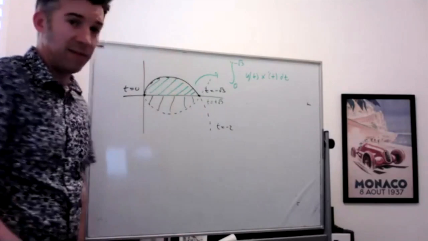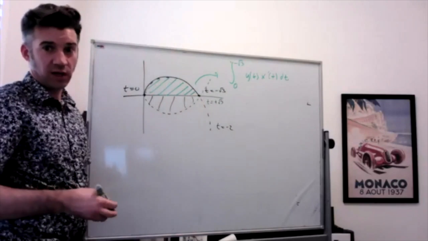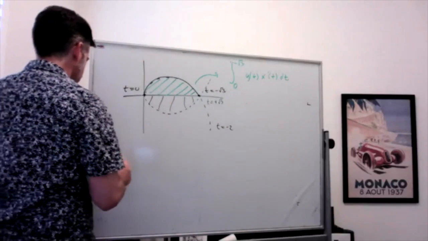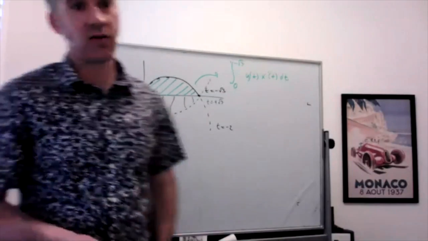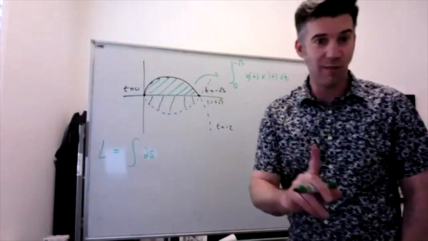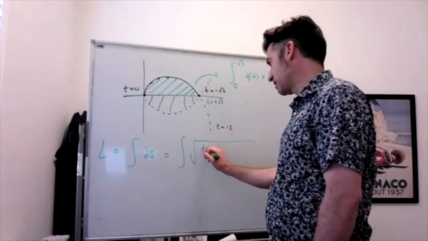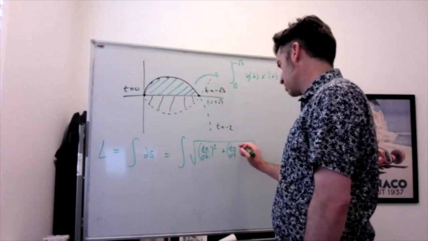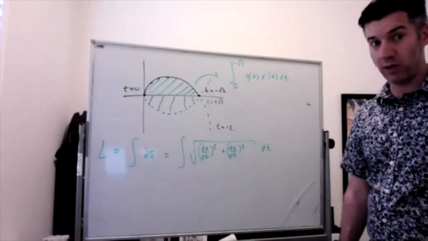So I could ask, and it might be a terrible question, how long is this part here? We're going to use the arc length formula. So the arc length formula is equal to the integral of ds. So remember the old ds? The square root of 1 plus the derivative squared, or the square root of 1 plus the other derivative squared, or parametrically, the square root of (dx/dt) squared plus (dy/dt) squared dt.